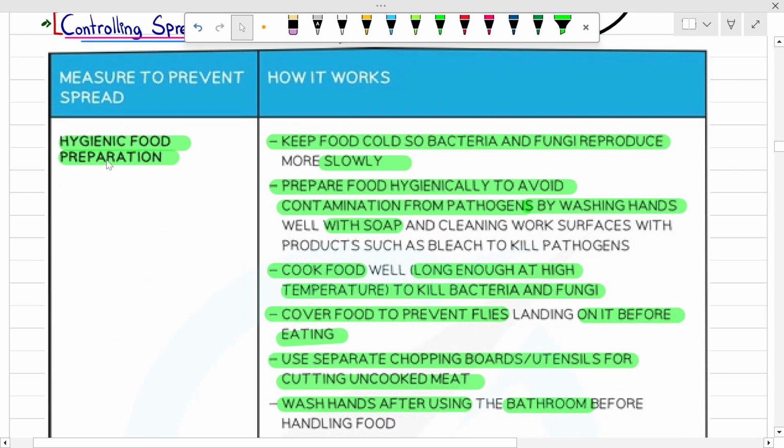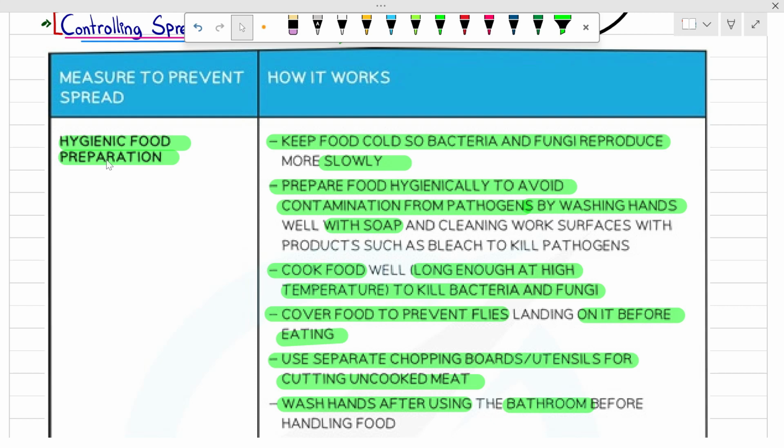In this table, we have the measure to prevent the spread and how it works. The first one is hygienic food preparation. Hygienic food preparation consists of the following points. Number one, keep food cold so bacteria and fungi reproduce slowly, because at low temperatures, the reproduction rate of bacteria and fungi is reduced. Prepare food hygienically to avoid contamination from pathogens by washing hands with soap. Cook food long enough at high temperatures to kill bacteria and fungi.